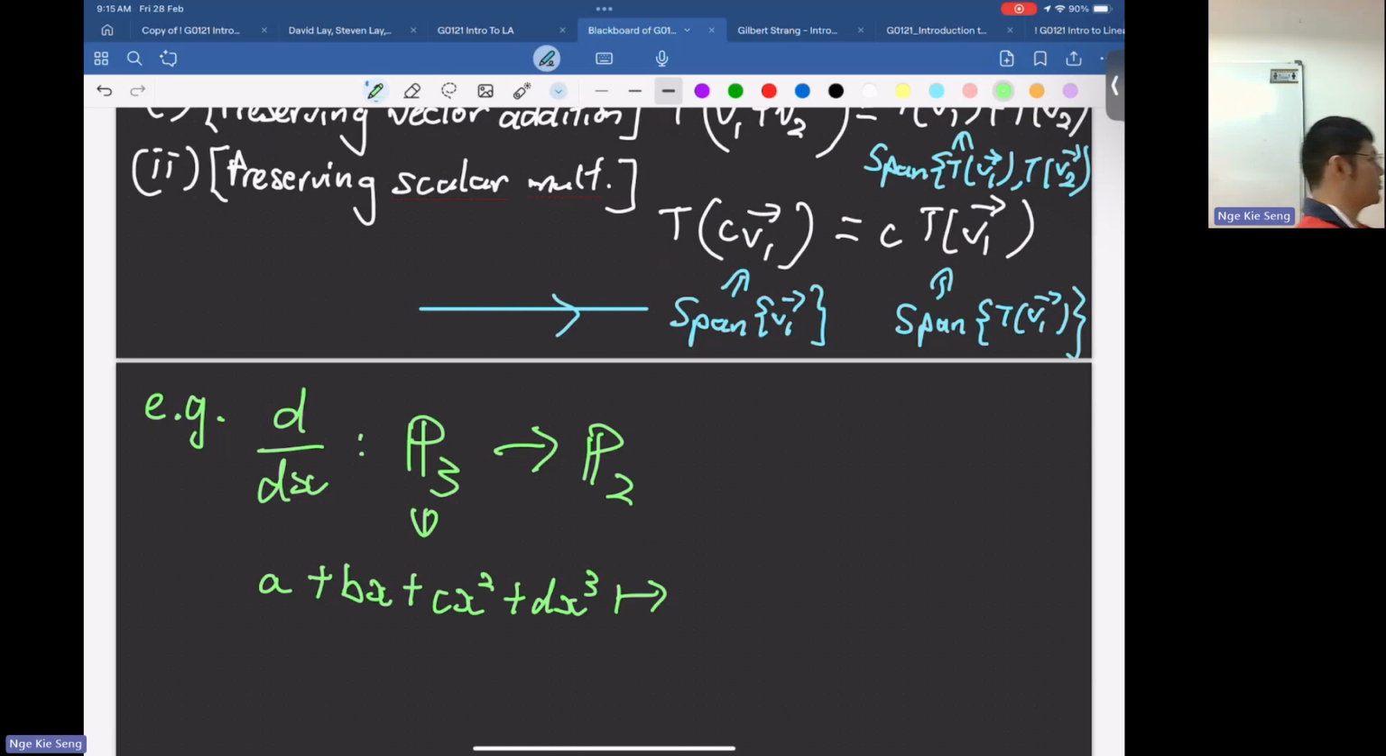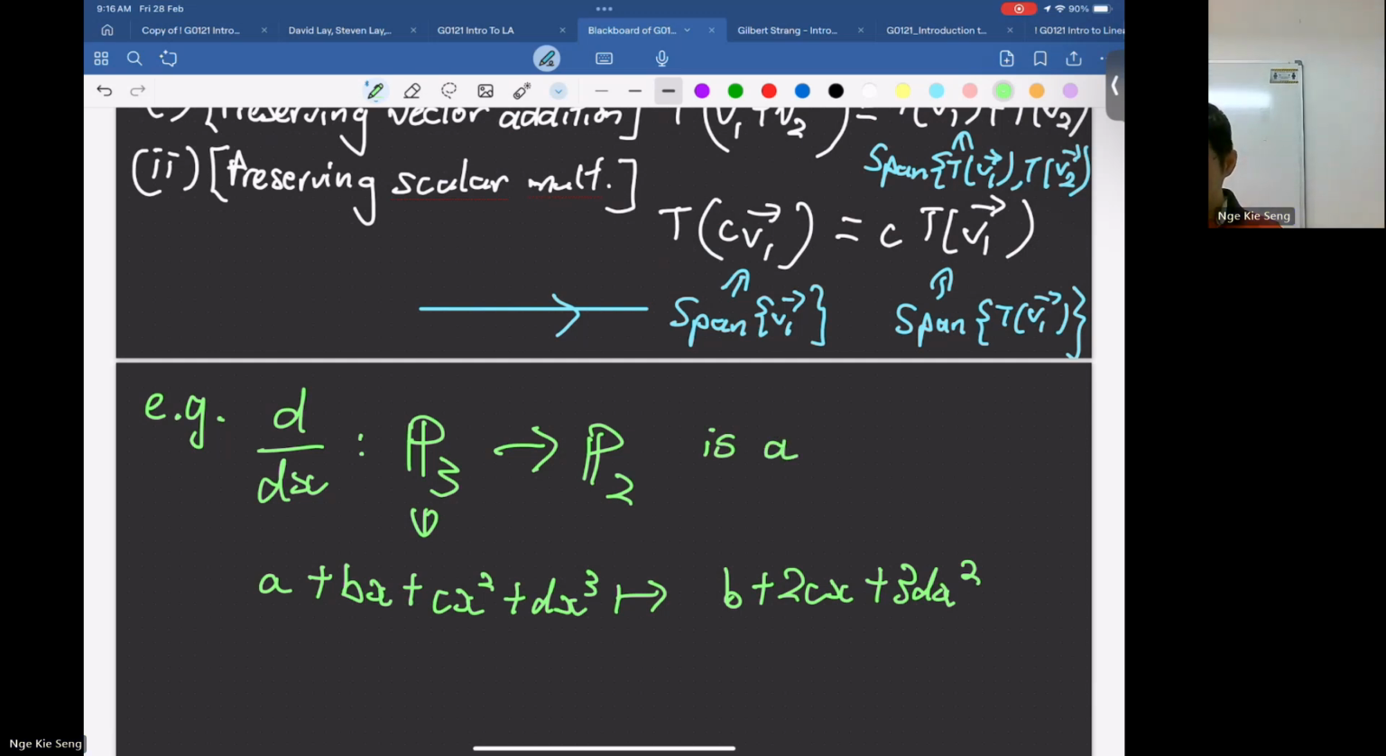I fit this polynomial into d over dx. What should come out? B plus 2cx plus 3dx squared. You can see that indeed the thing that comes out is at most degree 2, so it lands in the right place. So my claim is that this is a linear transformation.